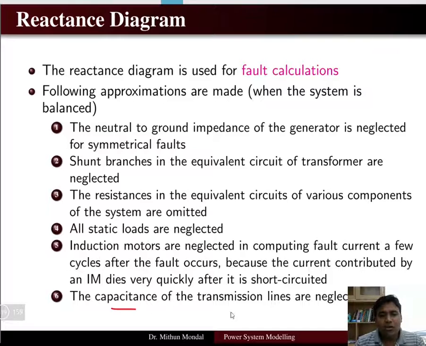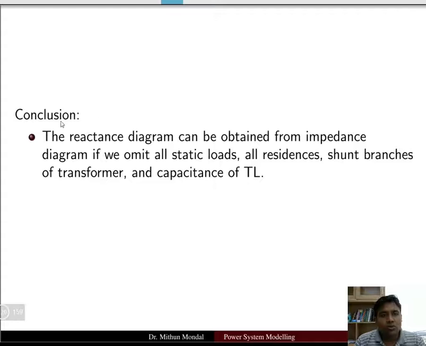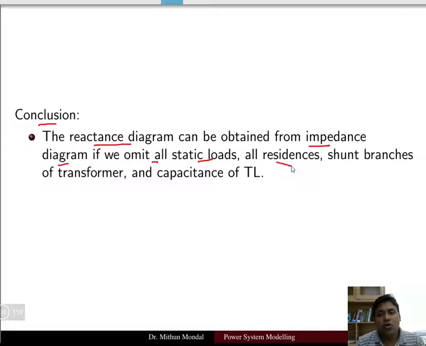The capacitance of the transmission lines is neglected. We have seen that in the pi model, we have the capacitance as the shunt branch. This capacitance will be neglected and we will always have only the series impedance. So what is the conclusion then? The reactance diagram can be obtained from the impedance diagram if we omit all static loads, all resistances, shunt branches of the transformer and capacitance of the transmission line. So this is the conclusion.